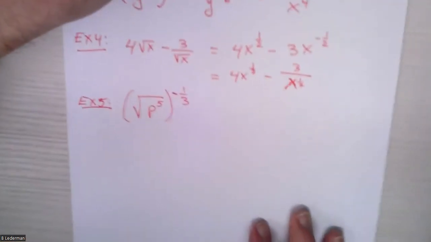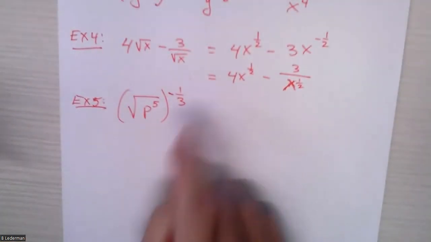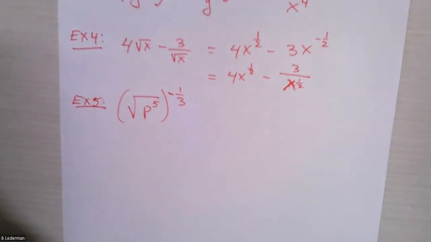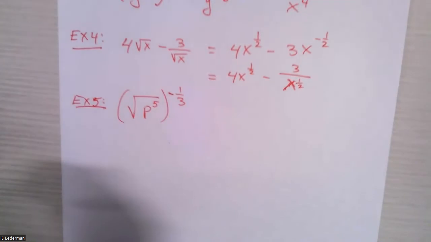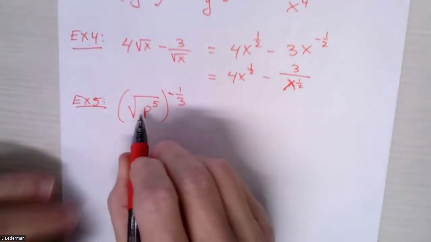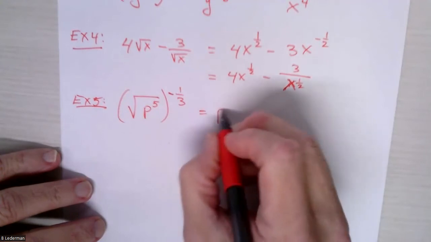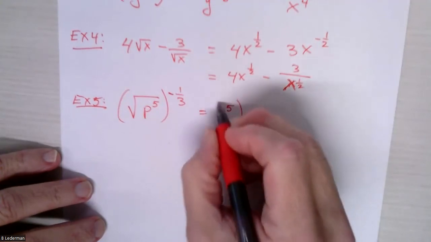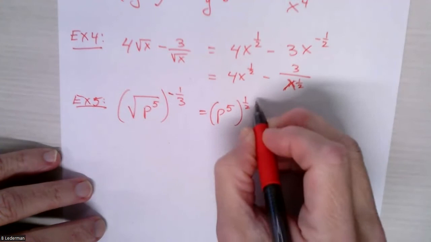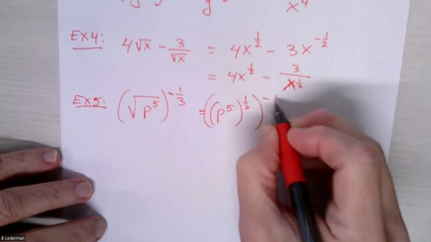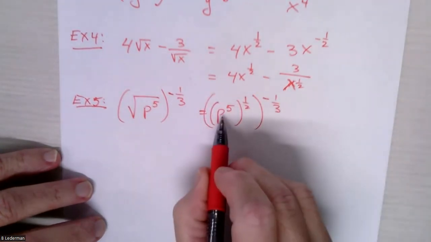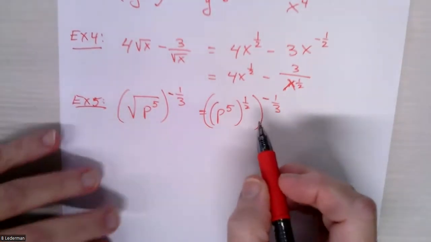Let's express the square root of p to the 5th to the negative 3rd power. I want to express this with positive exponents only. No radicals, only positive exponents. Well, first of all, square root is a 1/2 power. So this is equal to p to the 5th raised to the 1/2 raised to the negative 1/3. Basically, it's a power to a power to a power. You just multiply all three powers.